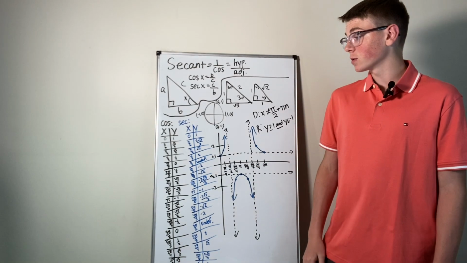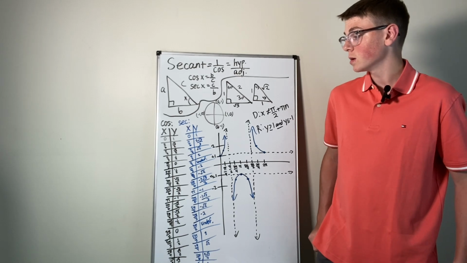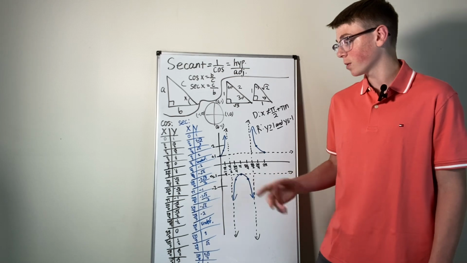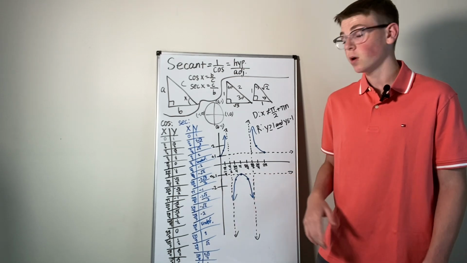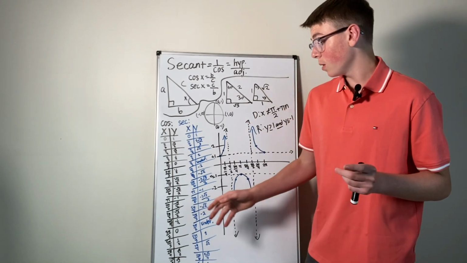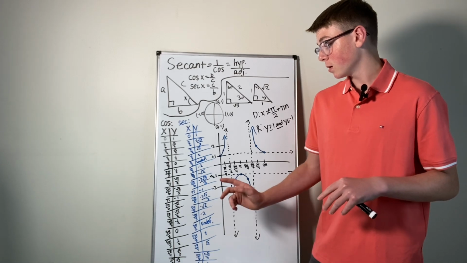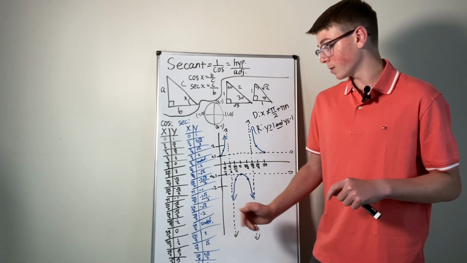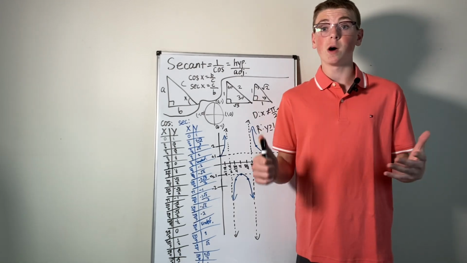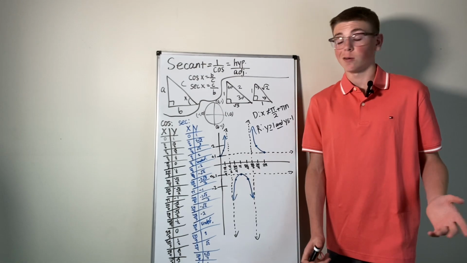0, 1, pi over 6, root 3 over 2, pi over 4, root 2 over 2, pi over 3, 1/2, pi over 2, 0. And then we'll keep going to 2 pi over 3, negative 1/2, 3 pi over 4, negative root 2 over 2. But when I'm graphing, I'm only going to be using pi over 4s. So pi, negative 1, 5 pi over 4, negative root 2 over 2, 3 pi over 2, 0, 7 pi over 4, root 2 over 2, and 2 pi is 1. So I just graph pi over 4s because I like the scale.